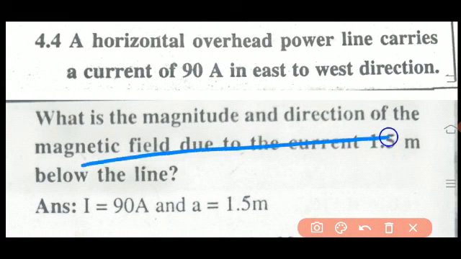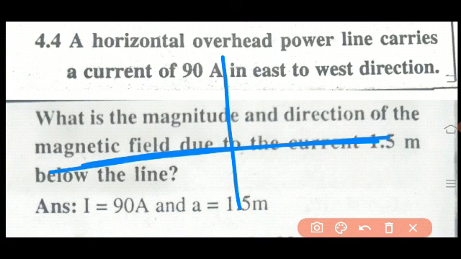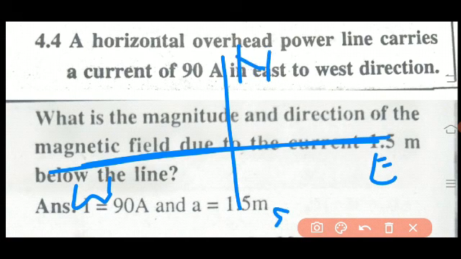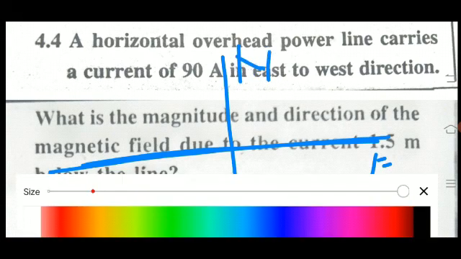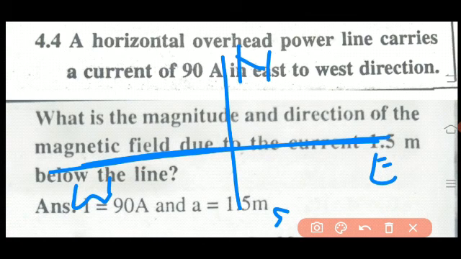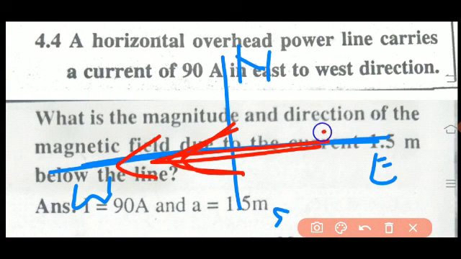If you draw a wire, the diagram for the wire is like this. So this is east, this is west, then this is north, this is south. Clear. So now, what is the direction of the current? That is east to west, like this. The current flows in this direction.